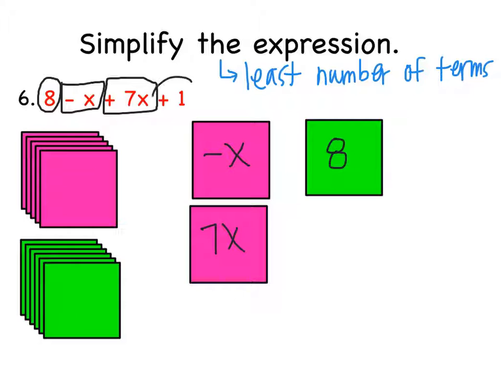Then lastly, I have my plus 1 over here, so I'm going to grab another green sticky, and I'm going to write 1 on that. So I've sorted them into two different groups of like terms. Now I'm going to add up like terms, okay?